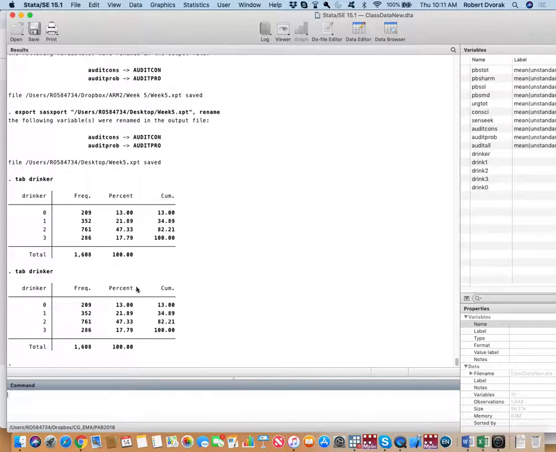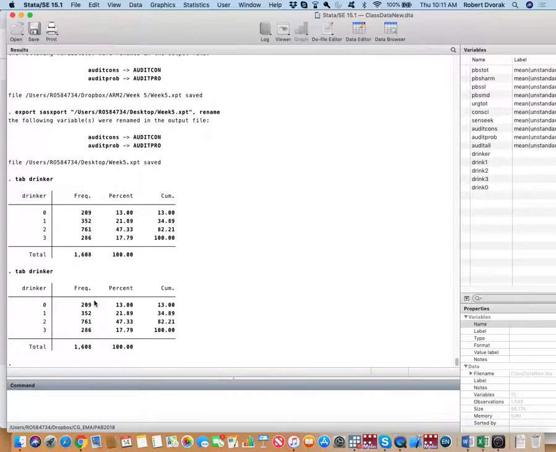It doesn't let me zoom in. Anyway, drinker is broken up by 4 different types of drinkers, technically. 0 means that they say that they don't drink at all. 1 means that they drink very, very little. 2 means that they drink at kind of a moderate level, and 3 means that they are kind of harmful drinkers or experiencing a number of problems.